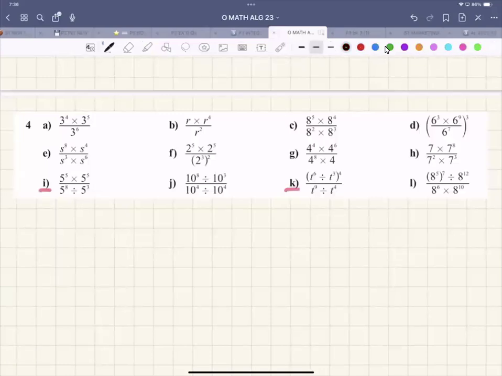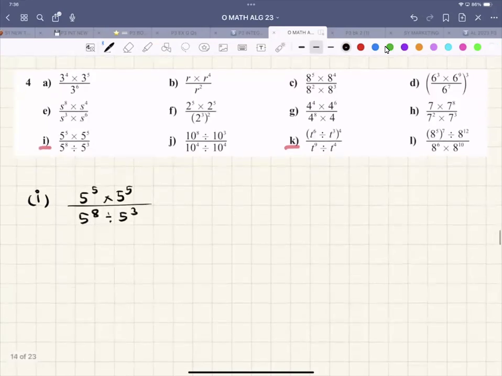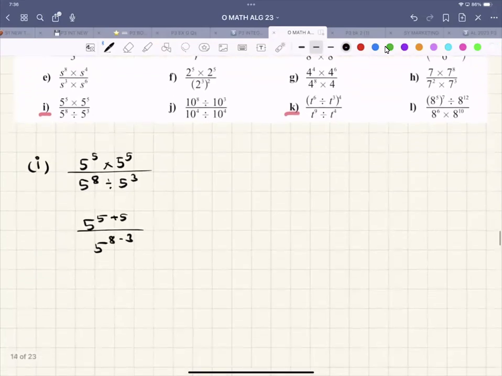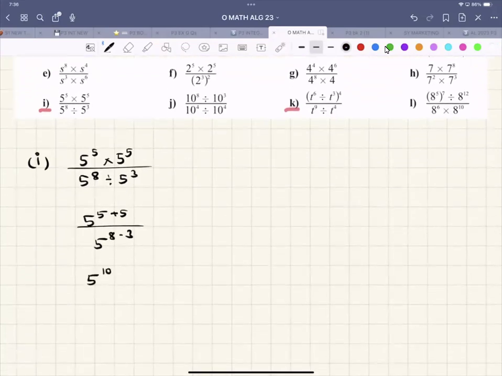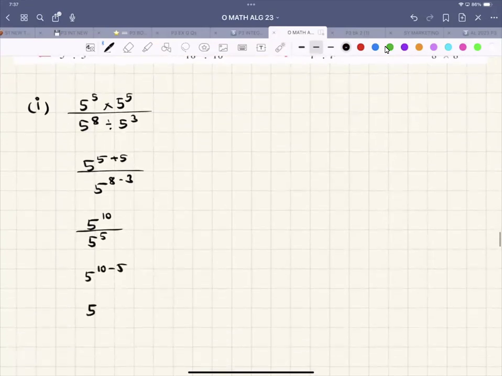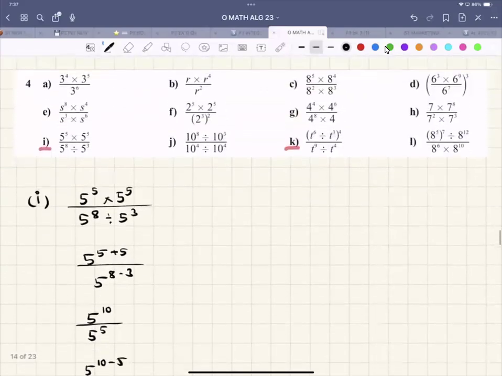So in part I, this is 5 power 5 into 5 power 5 divided by 5 power 8 divided by 5 raised to power of 3. 5 power 5 plus 5 over 5 raised to power of 8 minus 3. That is 5 raised to power of 10 over 5 raised to power of 5, which is 5 raised to power of 10 minus 5, which is 5 raised to power of 5.